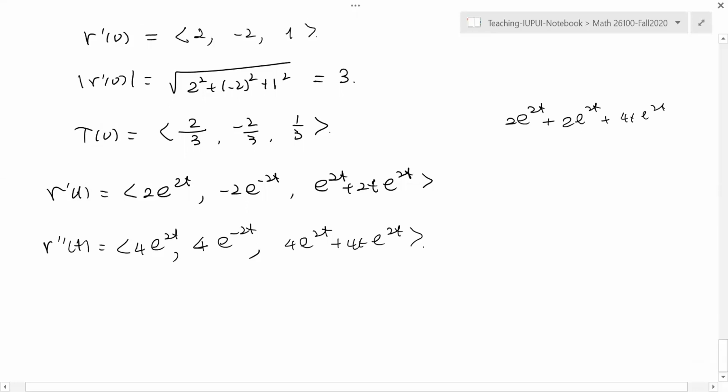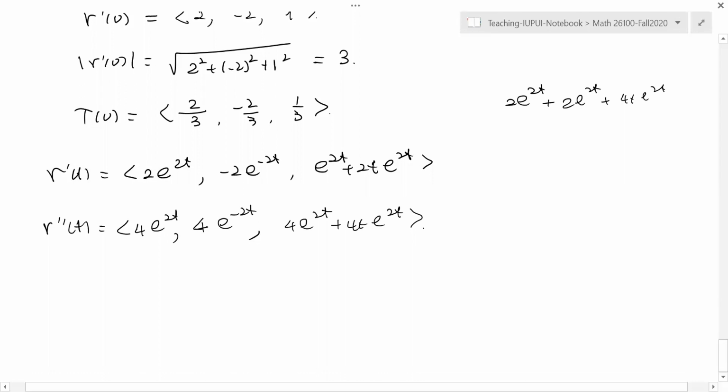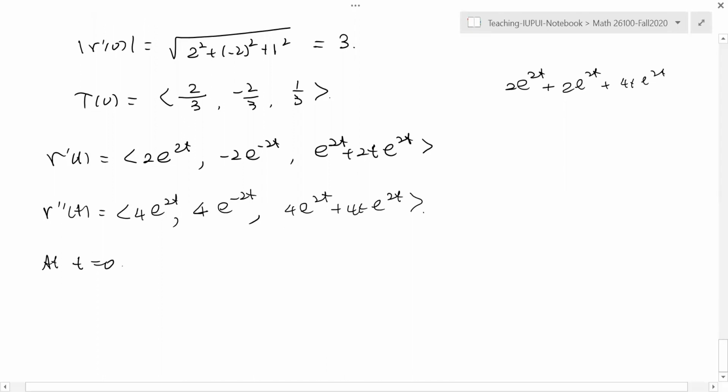Let's evaluate at t equals 0. At t equals 0, let me copy this again: r prime is 2, negative 2, and 1. And r double prime is 4, 4, and 4.